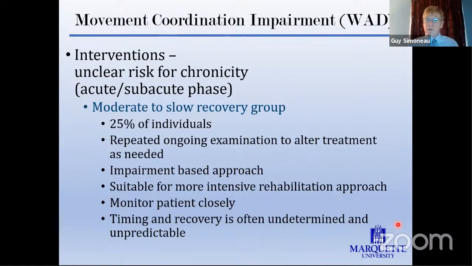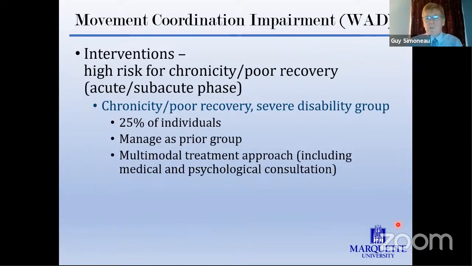We expect that 25% of those will go to the moderate to slow recovery group, but we try to make sure that even if we may not be able to get them to 100%, we minimize how much disability and impairment they have. And for the final group, which is more severe disability, again, we try to do our best to minimize how much residual symptoms and signs they have. The big difference there, based on your psychosocial evaluation, is that this is the group that probably needs more psychosocial intervention, pain education, and so on, something that's very popular now across the world in terms of treatment approach.